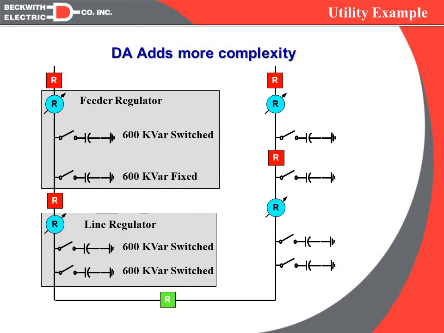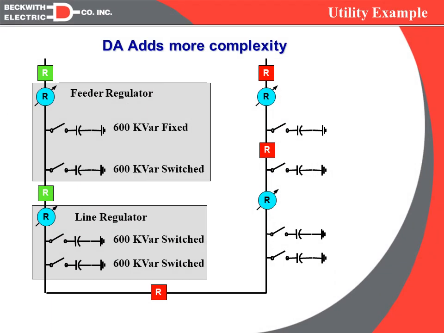Now, that worked fine for a while until this utility started to do more with reclosers and sectionalizing switches and trying to impact their SAIDI and their KD numbers by bringing more customers online immediately after a fault. So in that case, if this was our normal configuration, these two capacitor banks time delay would be coordinated with this regulator, this capacitor bank with that regulator, and this regulator with that regulator.